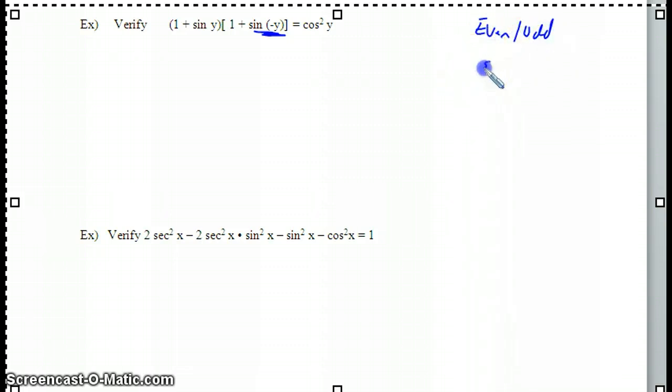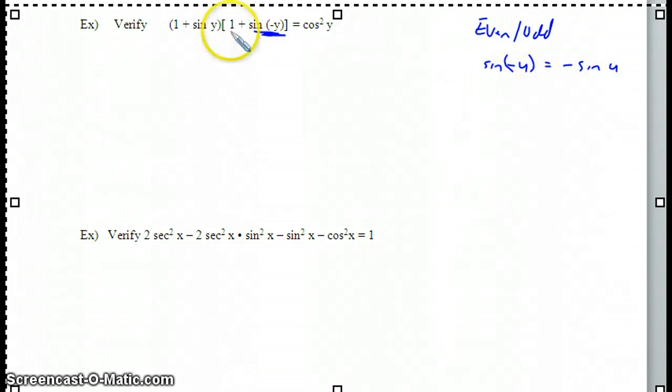There's an identity that says the sine of negative u is equal to the negative sine of u, and yours may not be called even-odd identities. If it's not, look for this identity here on your formula sheet. I'm looking in the first column towards the bottom.